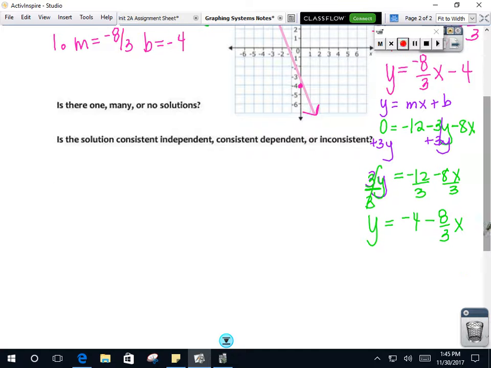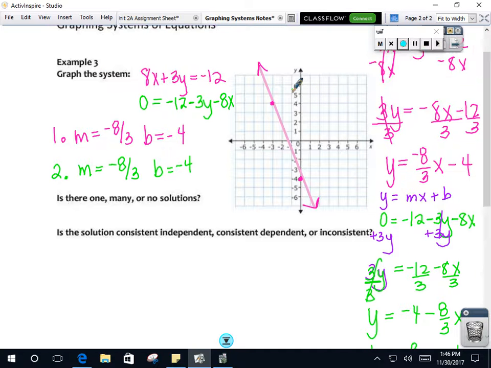Okay, and so now many of you will be able to look at that and identify the m and the b. But it might be helpful for you to go ahead and put them in order. That way you don't mess up when you're identifying the m and the b. Just remember, the m is always the number beside the x. The b is always the constant value, the one that doesn't have a letter. Right. The m is negative 8/3 again, and the b is negative 4 again.